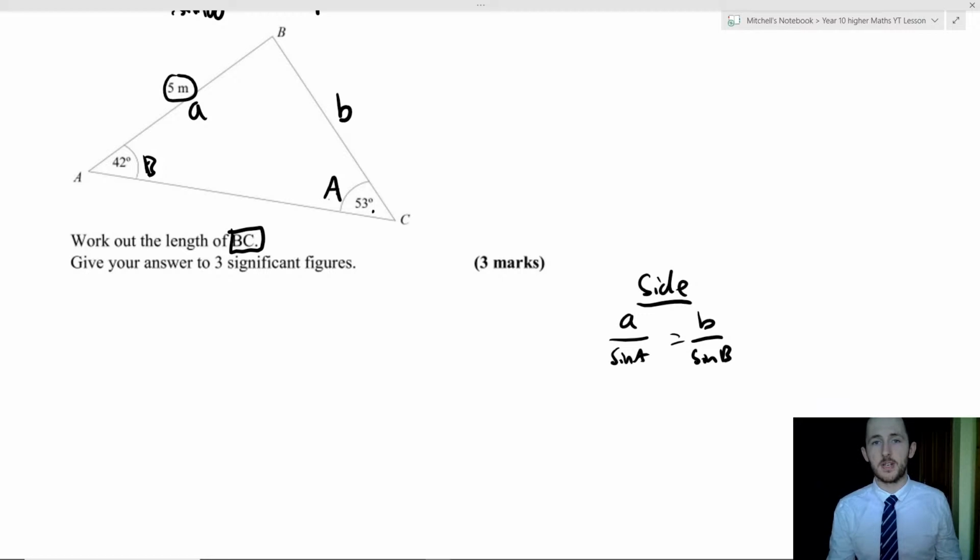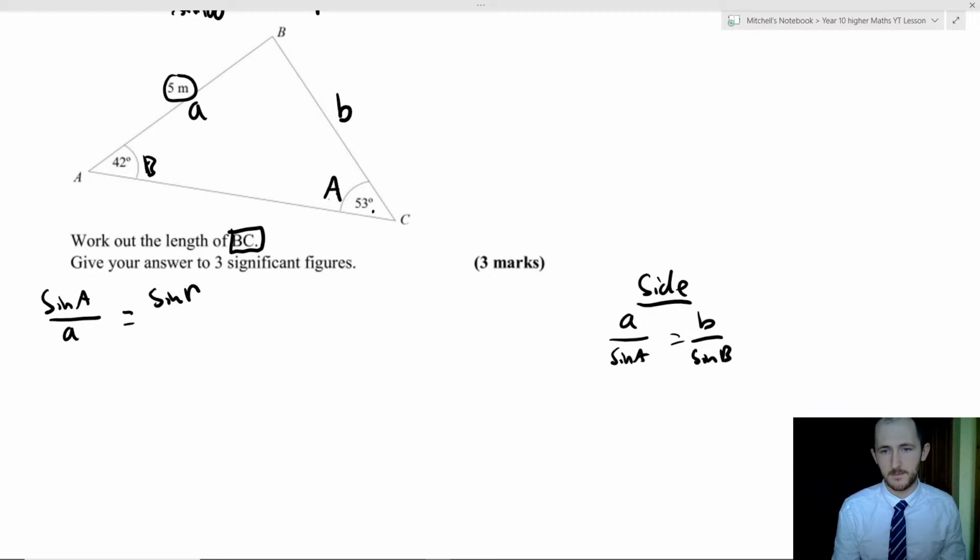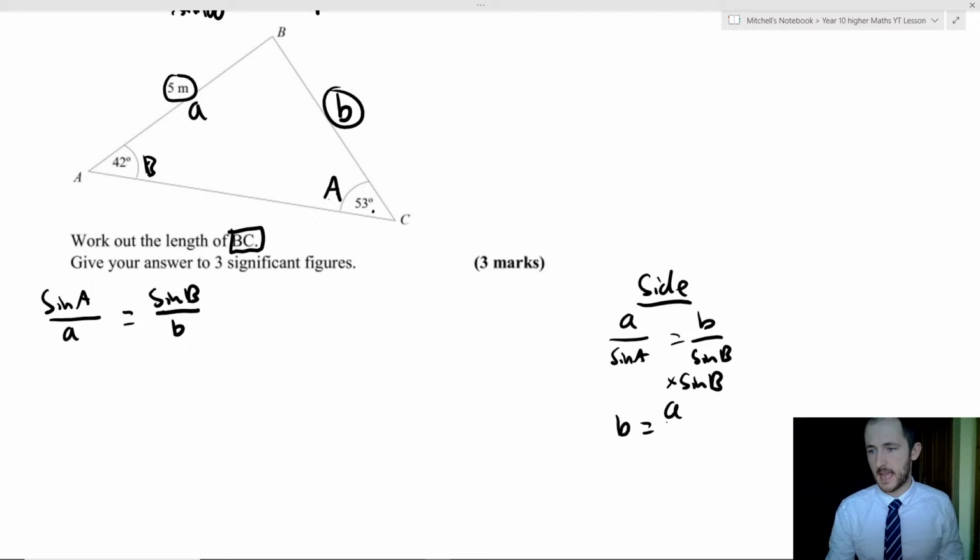But I'm going to rearrange it as well, just for those of you that might prefer just learning one formula. So we have sine A over a equals sine B over b. And we're looking for b. So for this side, all we do is times both sides by sine capital B, and we get b is equal to lowercase a sine big B over sine A.